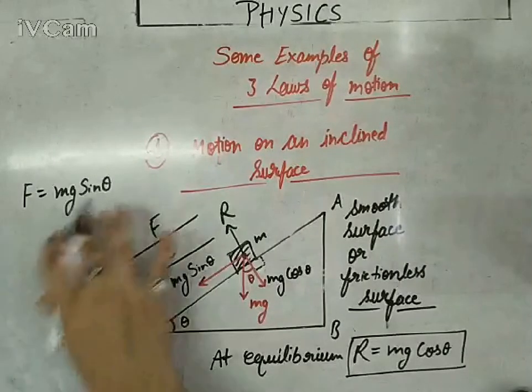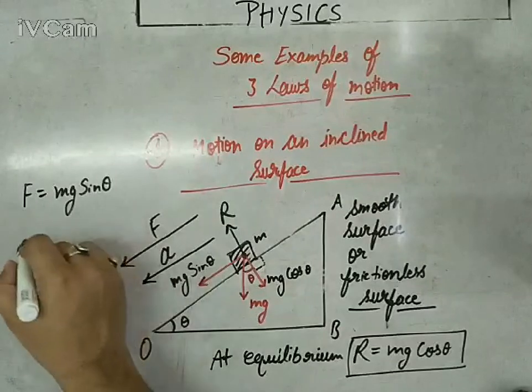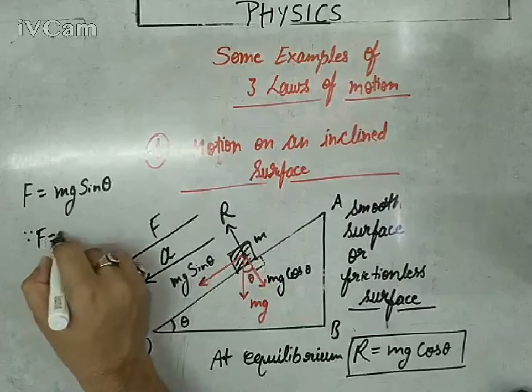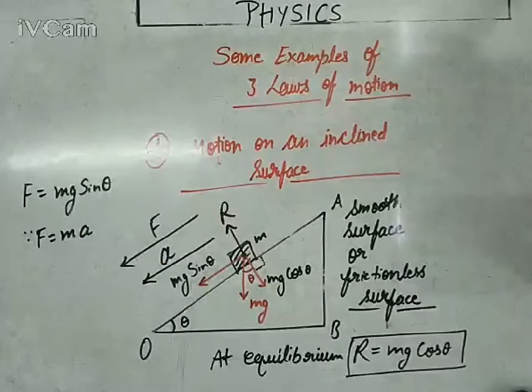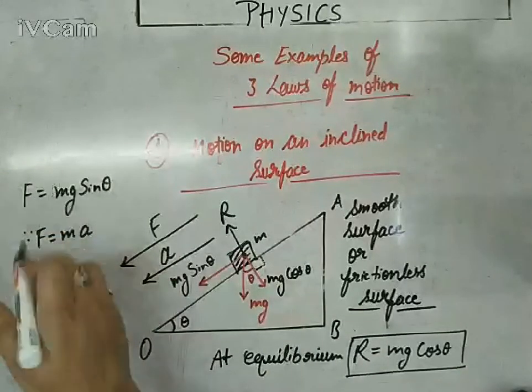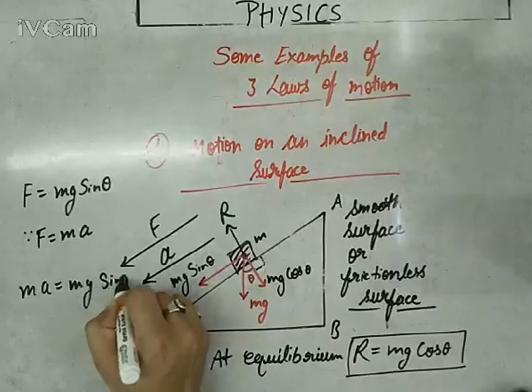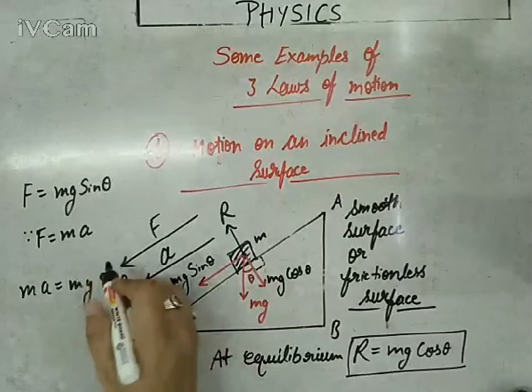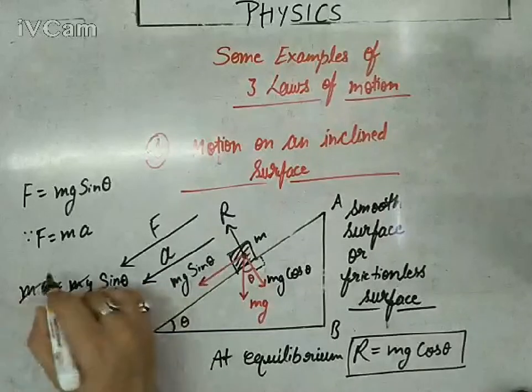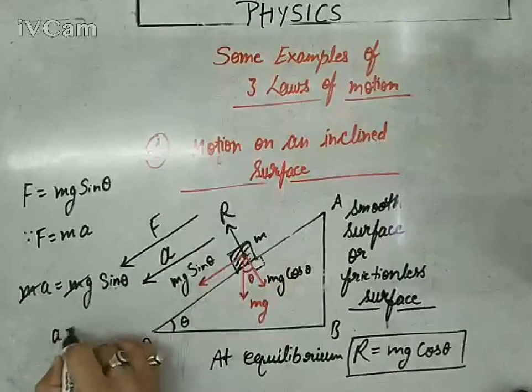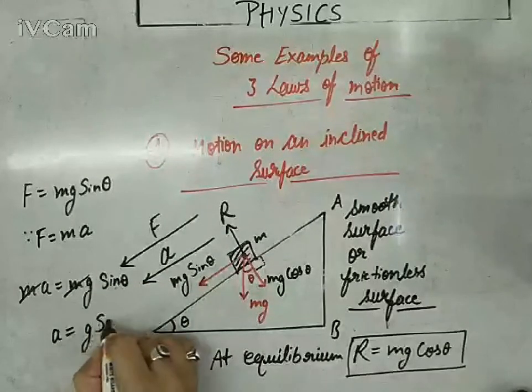So F equals mg sin theta, and we know that according to the second law of motion, force is mass into acceleration, where m is the mass of the body. Now you can place this value: m into a equals mg sin theta, and m and m get cancelled. You can simply say that the acceleration developed in the body is g sin theta.